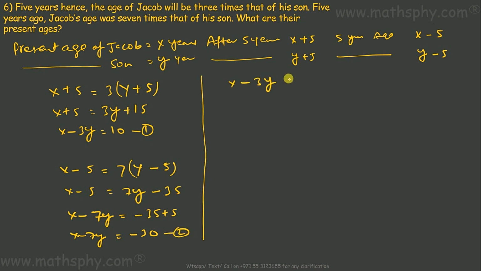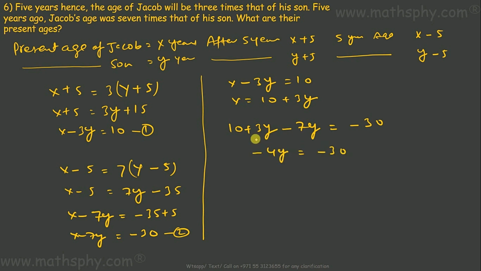x minus 3y equals 10. So x would be 10 plus 3y. And let's take this value and put it here. x minus 7y, where x is 10 plus 3y, so 10 plus 3y minus 7y equals negative 30. So 3y minus 7y is minus 4y, equal to negative 30 minus 10. So minus 4y is equal to minus 40. So y would be 40 over 4, which is 10 years. So son's present age is 10 years.